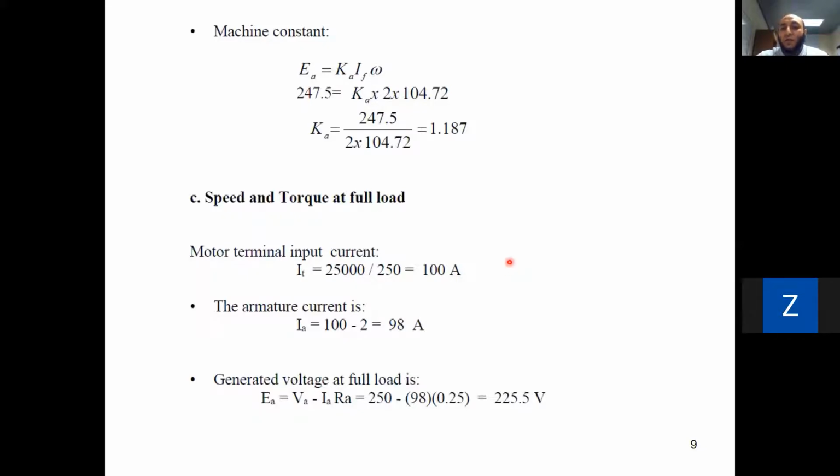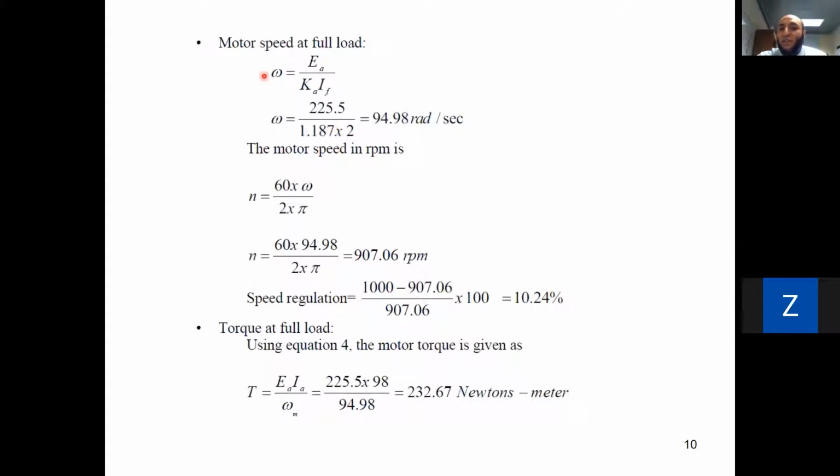So we need to calculate the speed and torque. Simply, we can say now omega equal to E divided by Ka IF, because this is a shunt motor. We have E and we know the value of Ka and IF, so we can simply calculate the motor speed. This is in rad per second, and we can get the corresponding value in RPM. As you can see, here the speed is lower than the no load speed, which was 1000. This is normal because when the machine is loaded, the speed will be reduced.